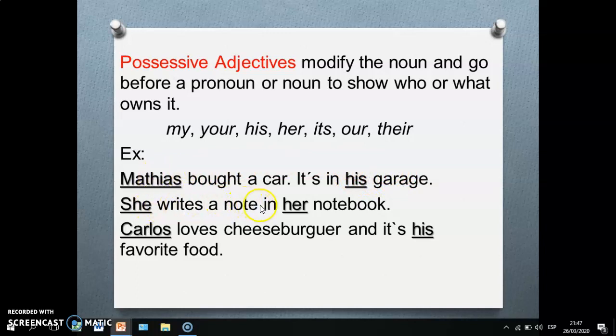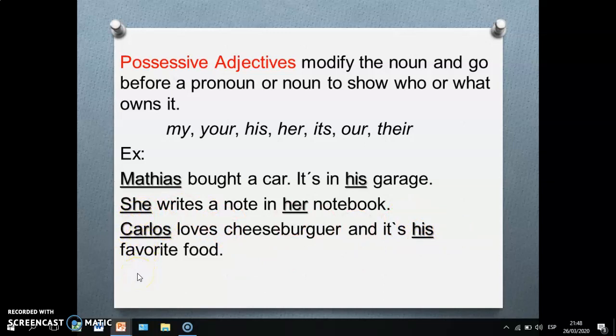She writes a note in her notebook. Why am I using her? Because I'm talking about she. Carlos loves cheeseburgers and it's his favorite food. His shows me that it is about Carlos.